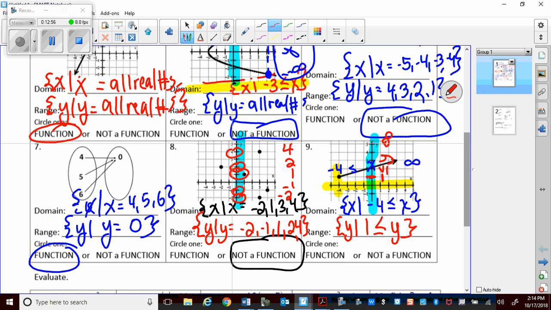Is this a function? Does it look something like that? Yes, it's a function. It's a straight line. It might have an endpoint, but it's still a function. It's a line.